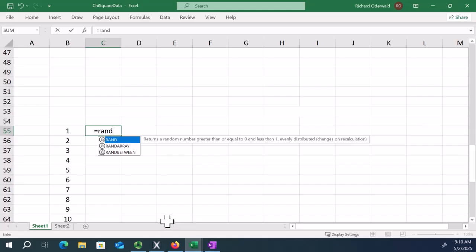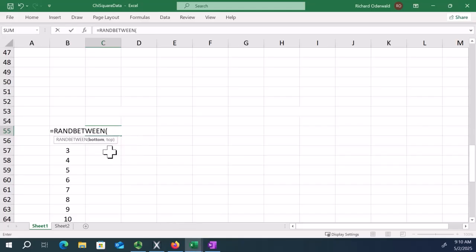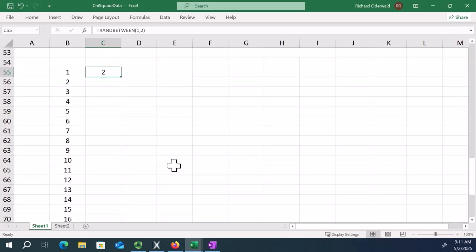put RANDBETWEEN 1 and 2. So this is simply going to generate 1s and 2s at random. 1's going to be heads, 2's going to be tails. Right, and this is just one more Excel thing. You'd be a little better at Excel. A lot of times random numbers are useful.